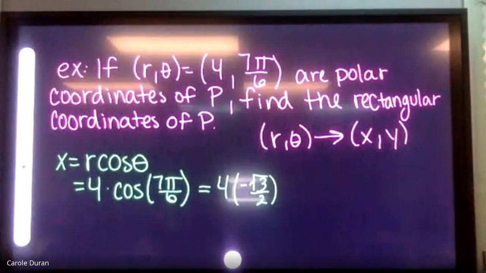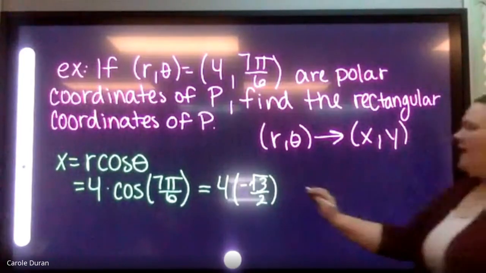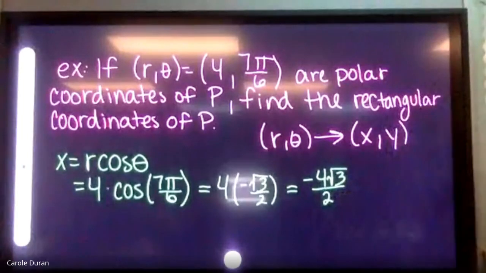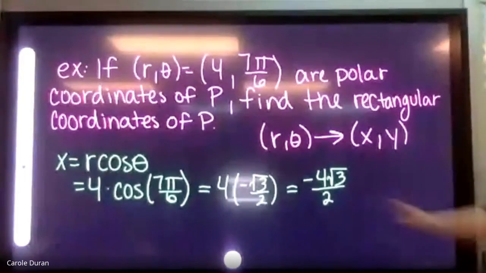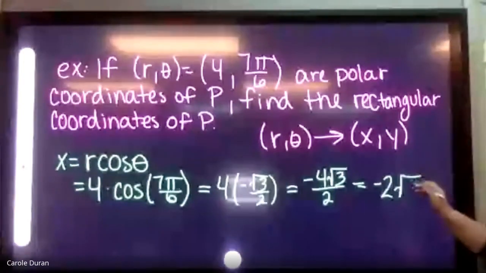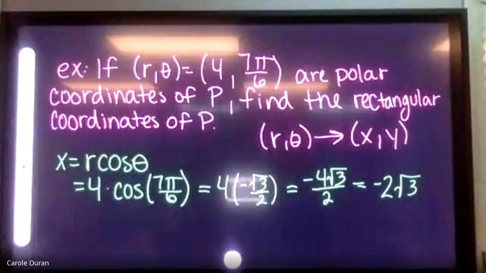Okay, so when I simplify that out, I actually end up with negative 4 times the square root of 3 over 2. Can I simplify that at all? Yes, how? Perfect. 2 comes out of 4 and it comes out of 2, so when I take it out, I get negative 2 times the square root of 3. So that is the x coordinate for my rectangular point. Anybody confused by how I got that?